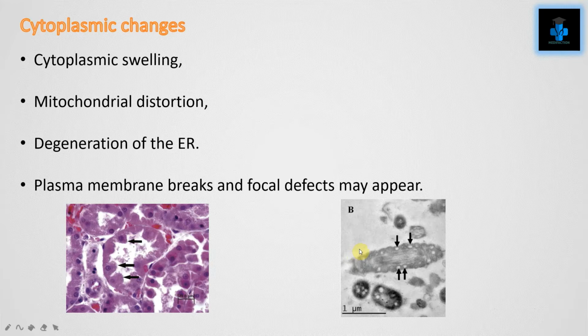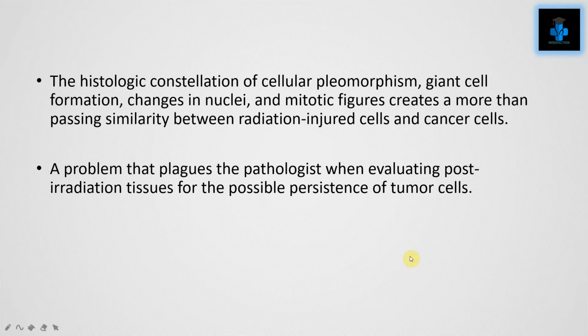Cytoplasmic changes. In this, we may be able to identify cytoplasmic swelling, mitochondrial distortion, degeneration of the endoplasmic reticulum, and even sometimes plasma membrane breaks and focal defects may appear. The histologic constellation of cellular pleomorphism, giant cell formation, changes in nuclei, and mitotic figures creates a more than passing similarity between radiation-injured cells and cancer cells. A problem that plagues the pathologist evaluating post-irradiation tissues for the possible persistence of tumor cells.